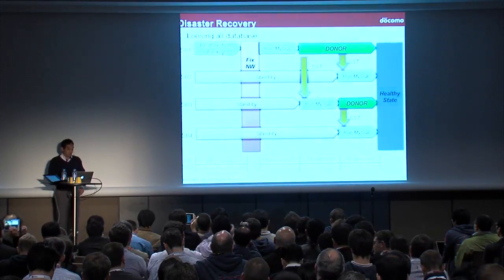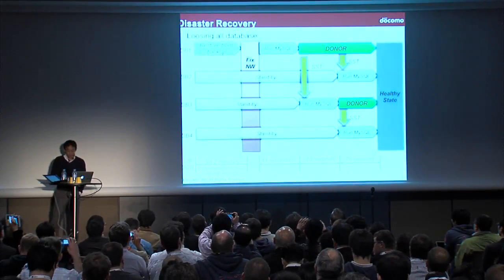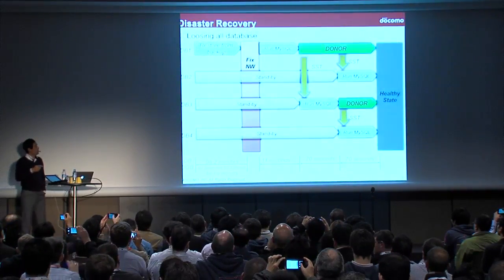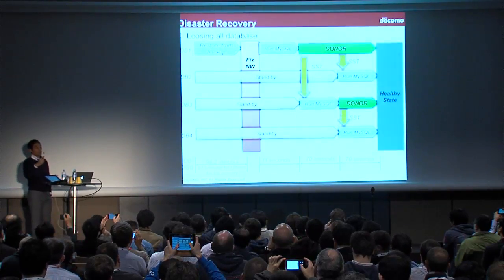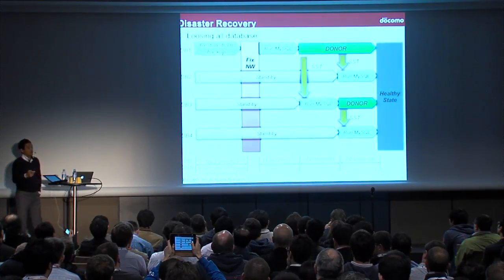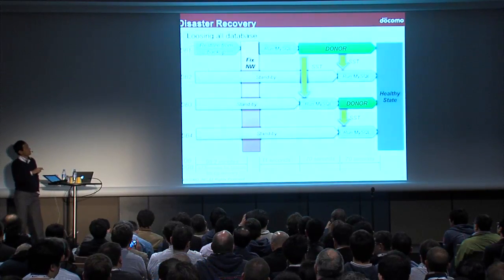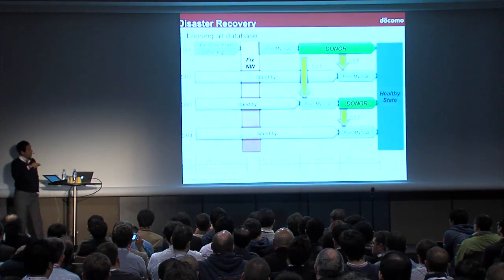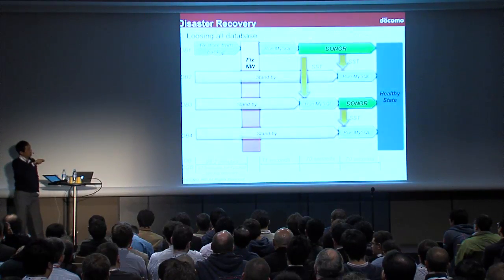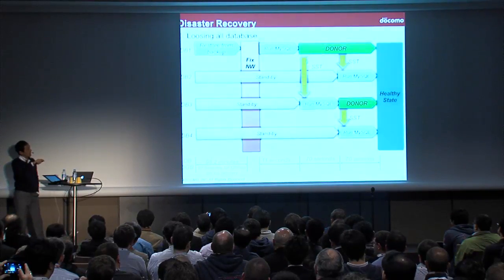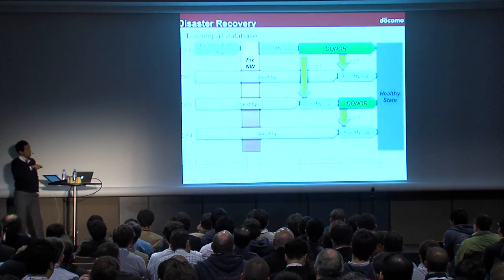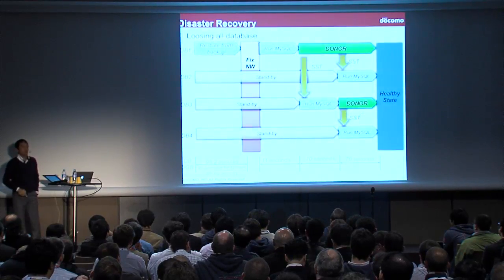This is a state transition for disaster recovery. When you lose all the data, restoring from the backup is the only way. So for the first node, we just restore the database from the backup, fix all the stuff, run MySQL and start synchronization. After finishing this synchronization, those two nodes can be donors. So the next synchronization can be done simultaneously.